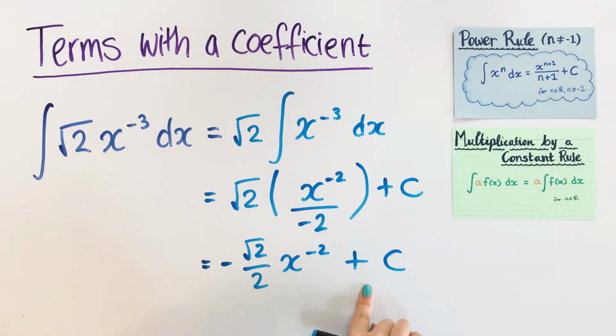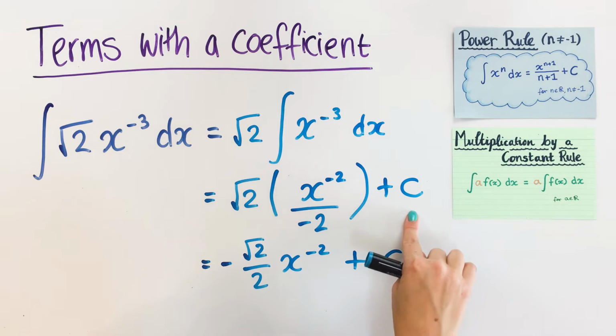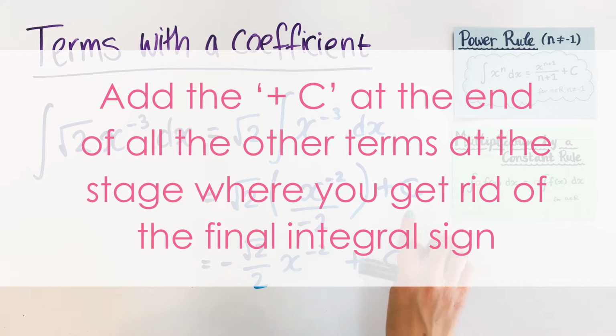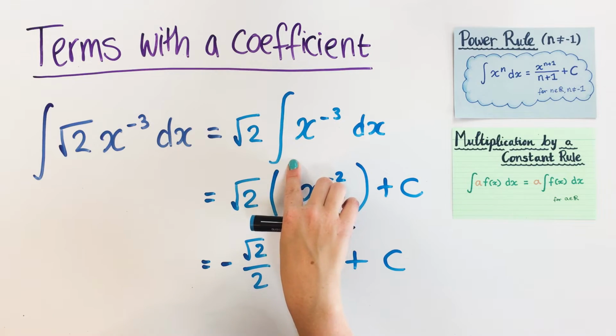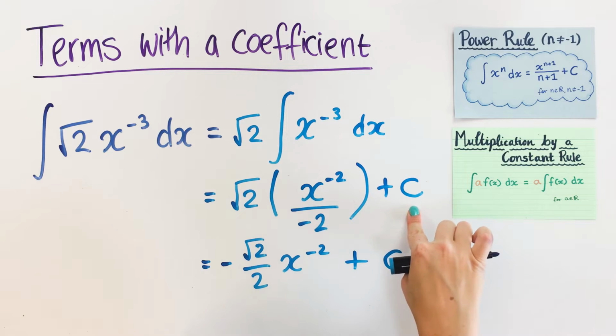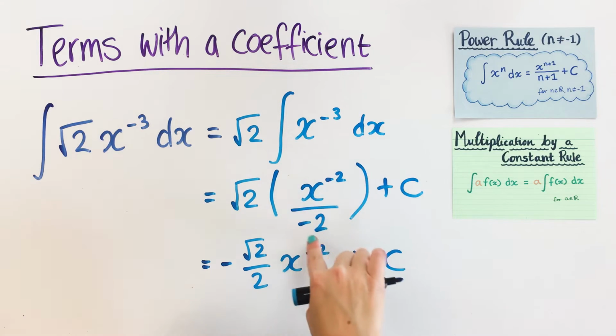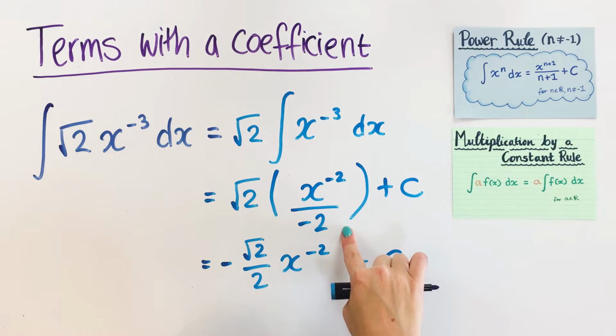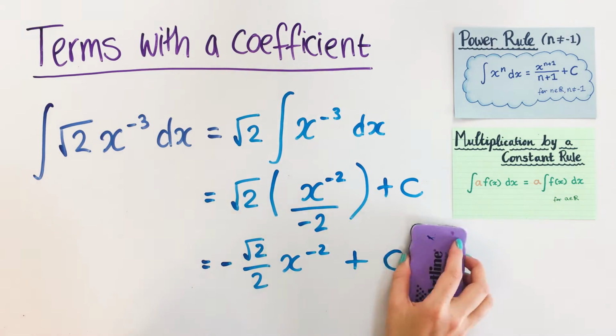As a general rule, I find it easiest to add the plus c at the end of all the other terms at the stage where you get rid of the final integral sign. Notice here we're adding the plus c at the end of the line at the stage where we've got rid of our last integral sign. There was only one integral sign in this case.